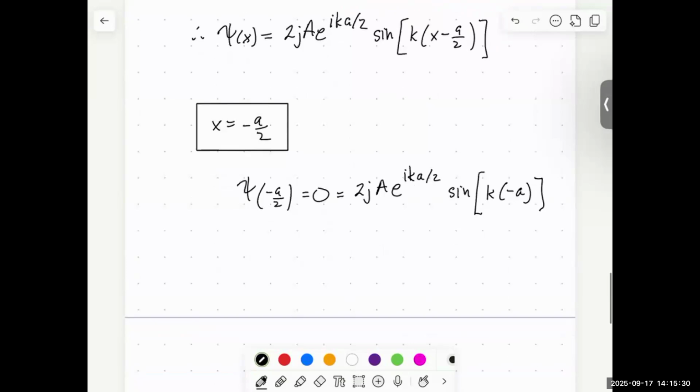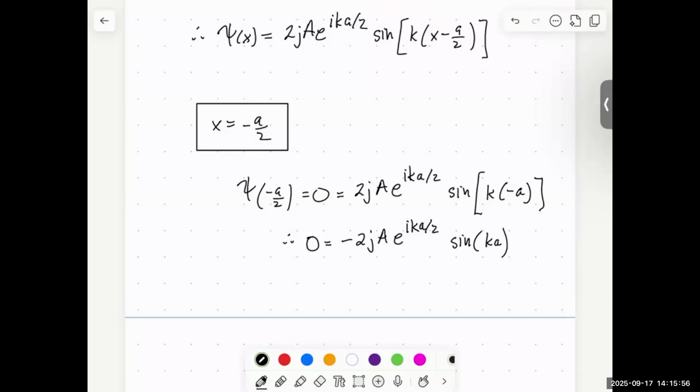Sine of minus x is minus sine x. So let me take the sign out of the trig function. And so therefore, what we find is 0 is equal to minus 2i a e to the ika by 2 sine of ka, sorry.